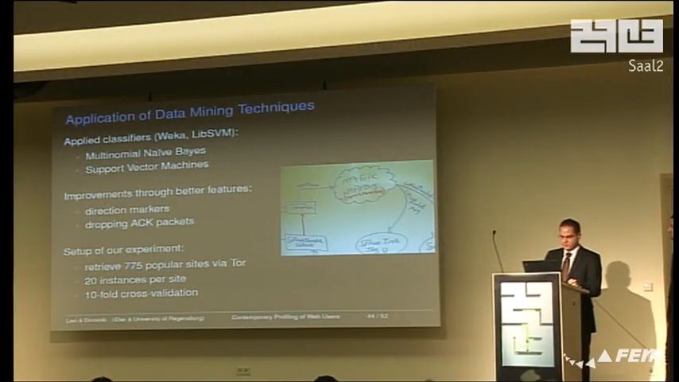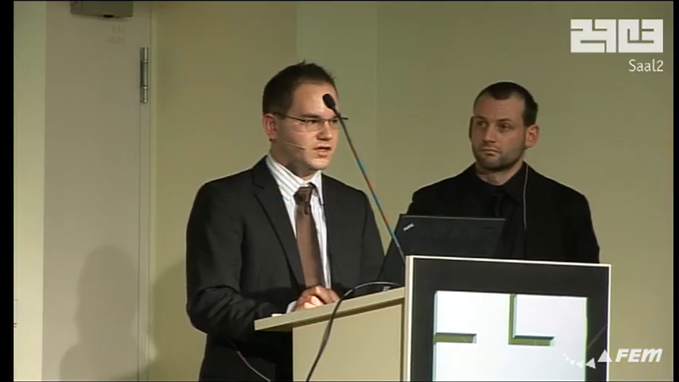We set up an experiment in order to evaluate this again: 775 popular sites downloaded via Tor in the real network, 20 times per site. And we evaluated it using tenfold cross-validation, which, for everyone who doesn't know machine learning theory, in one sentence, is a method to make sure that your results are not due to randomness, but are validated because you repeat the experiment 10 times with 10 different samples.